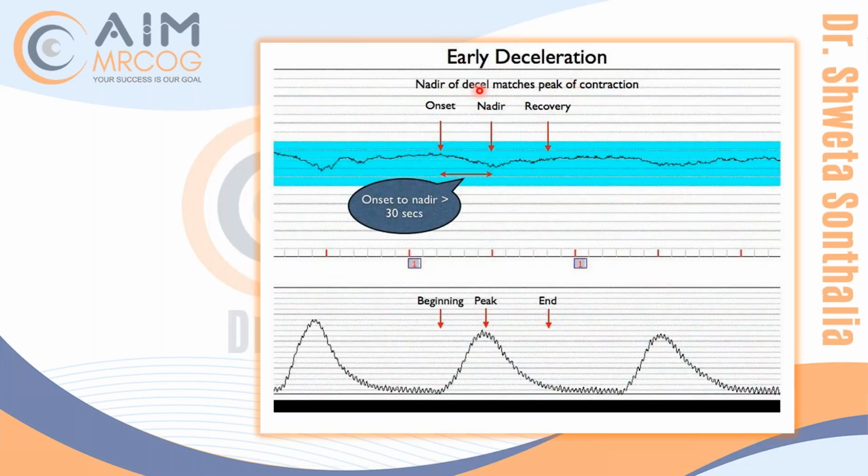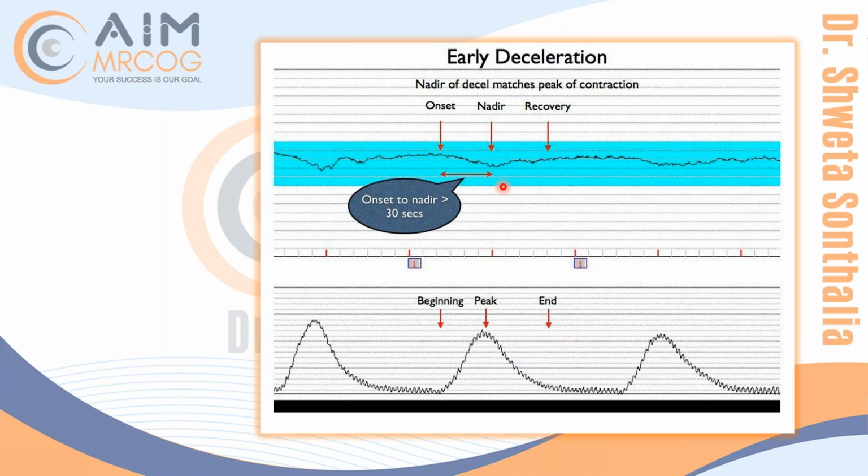How does the early deceleration look like? So early deceleration, they say, is a mirror image of contraction. How it is a mirror image means the beginning of contraction, the beginning of early deceleration, the peak of contraction, the peak nadir of early deceleration, the end of contraction, the end of the early deceleration.